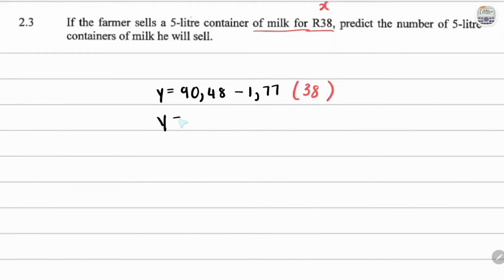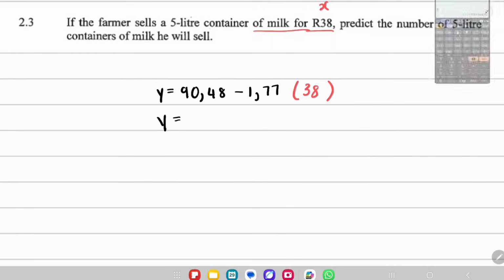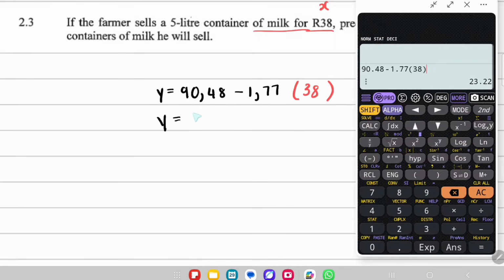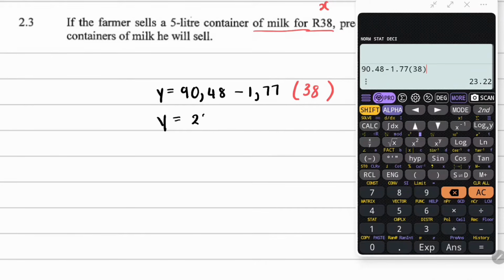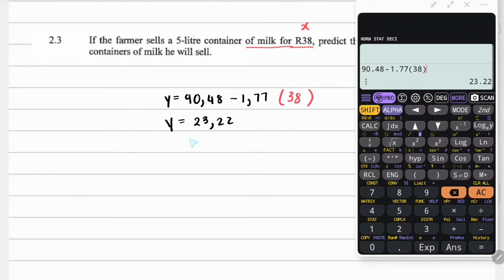You can still do normal calculations even when your calculator is in this mode. And so that is equal to 23.22. So roughly about 23 containers would be sold. And that is our answer.